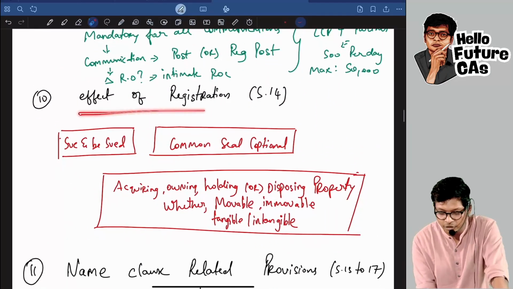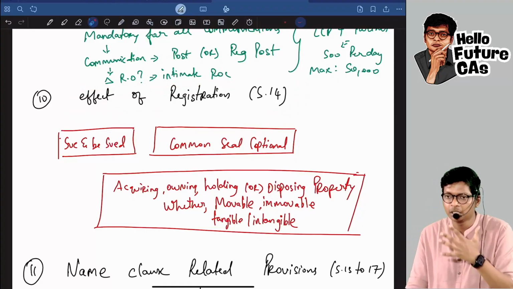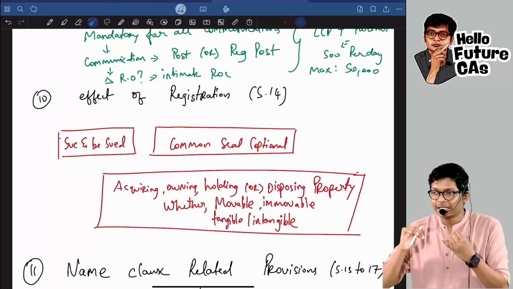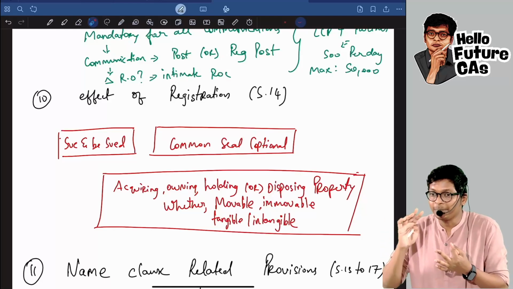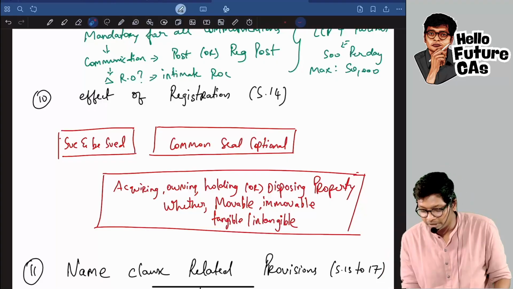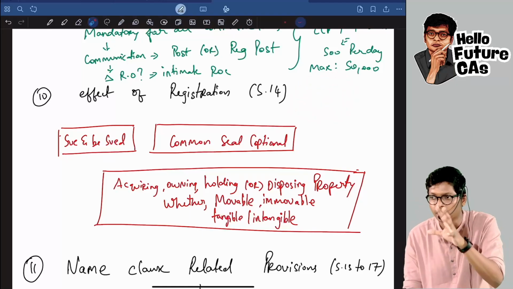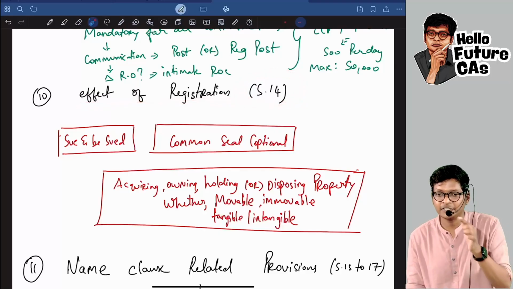Next is effect of registration. One of my favorite concepts, and one you also know this. Do you remember in Companies Act, when a company is incorporated, company can sue, company can be sued, company has separate legal entity, company can buy assets in its own name, company can incur liabilities in own name. In Companies Act, it is section number 9, effect of registration. Copy, change section number. Section 14 is effect of registration in LLP.